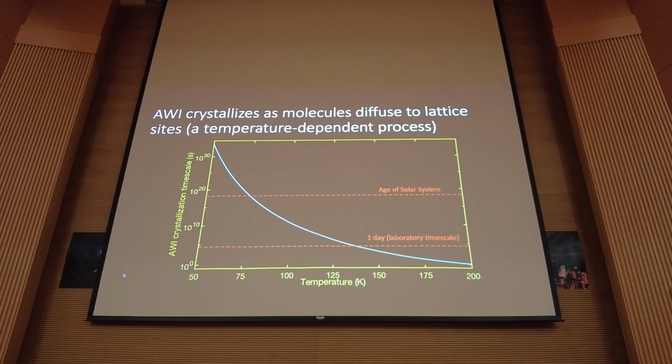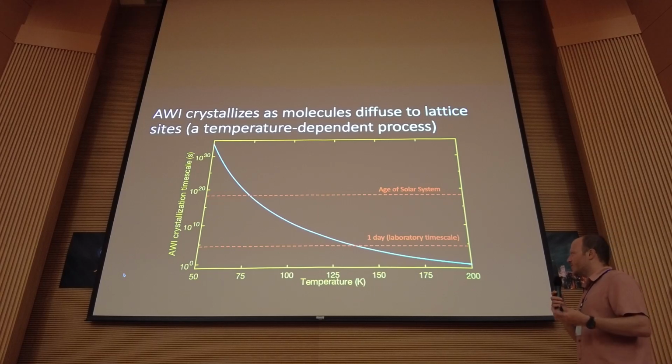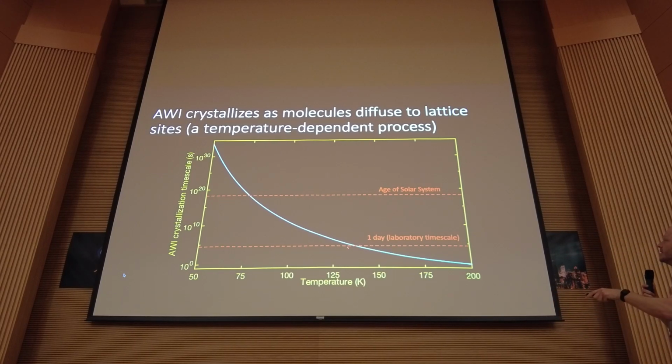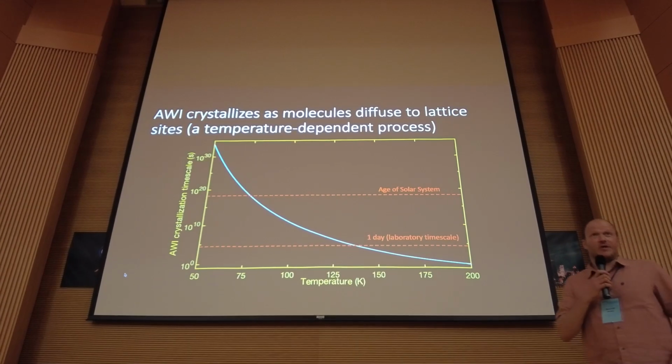Now we often hear things about amorphous water ice, like it crystallizes at 120 or 140 Kelvin, but that's just because that's what we can measure in a laboratory.